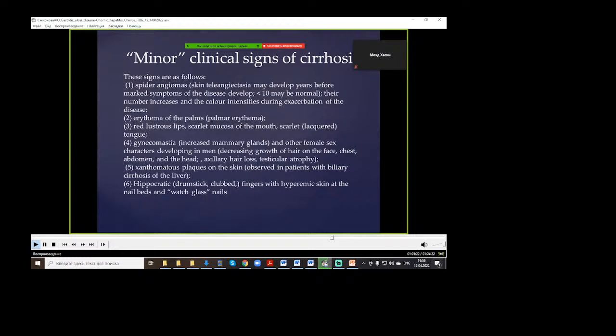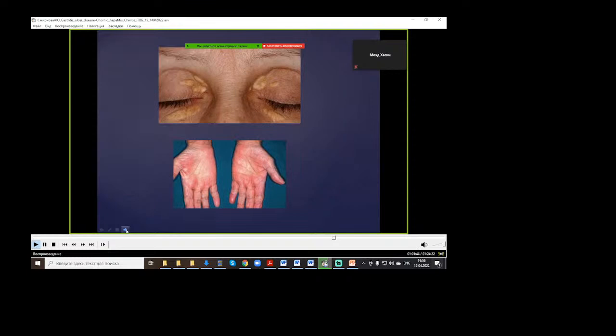Next symptom, xanthomas and xanthelasms. They are observed in patients with biliary cirrhosis of the liver. And the last, hippocratic or clubbed fingers with hyperemic skin of the nail beds and watch glass nails. This is an example of xanthelasms, lipid deposits, lipid plaques in the angle of the eye. This is palmar erythema, hyperemia, red color of the thenar and hypothenar.